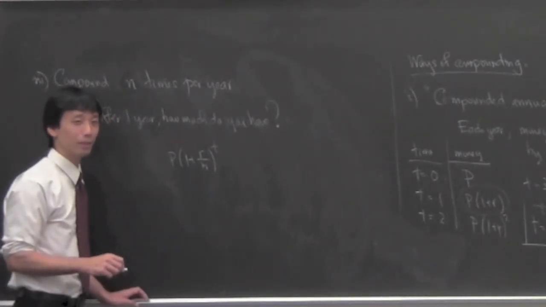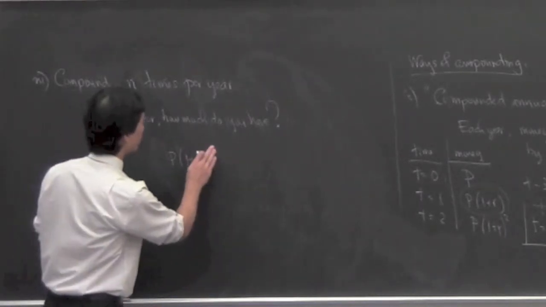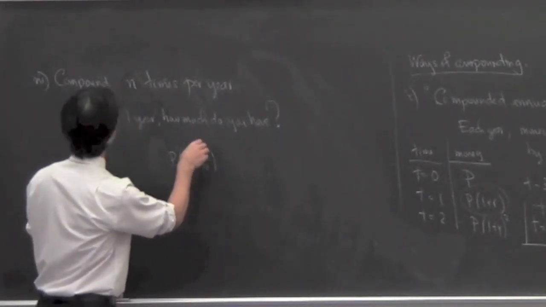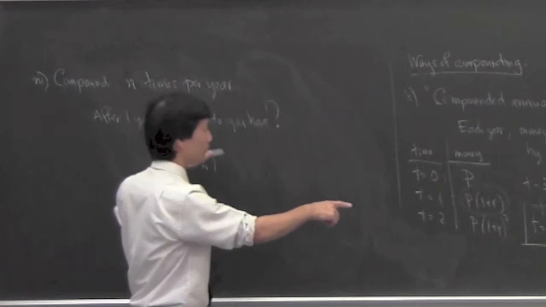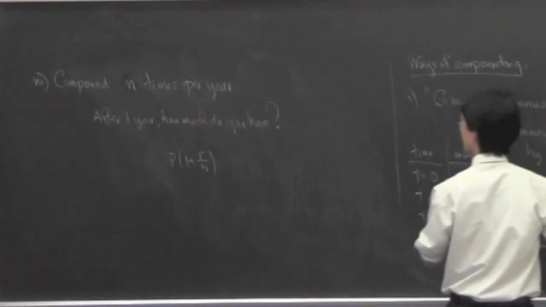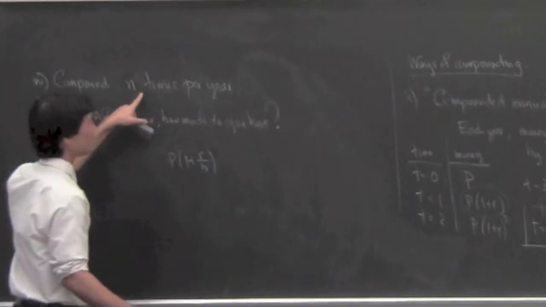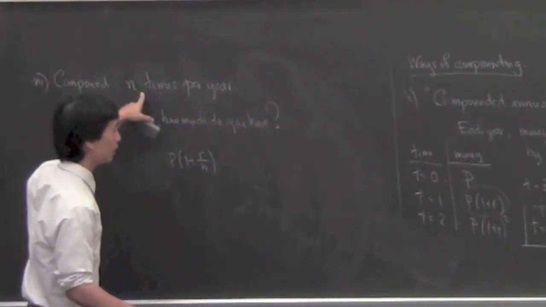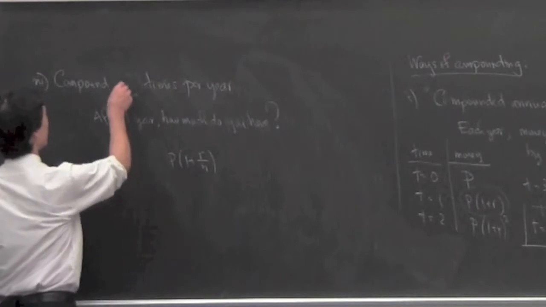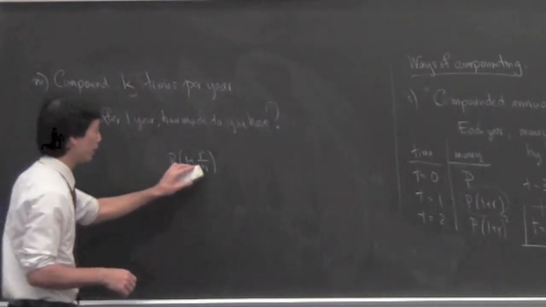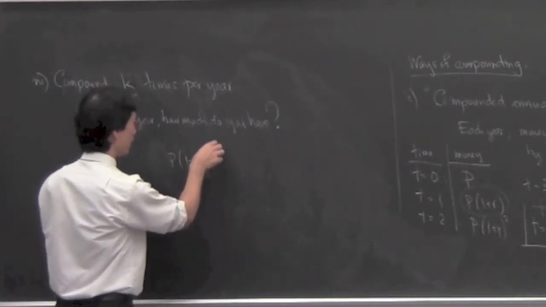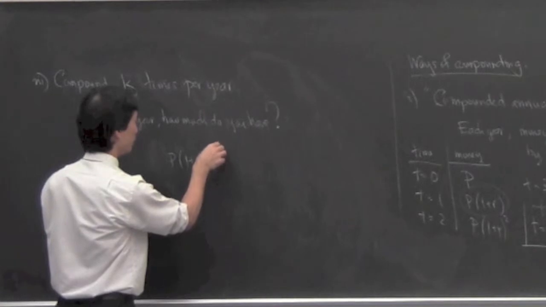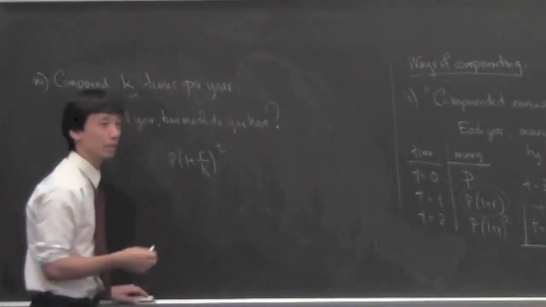Is it p times 1 plus r and... And Carolyn, what about you? Kind of the same thing, but instead of t, I had n. Oh, I'm sorry. I'm using n for 2 different things. n here is the number of years, and n here is the number of times per year we've compounded. So let me change this to compounded k times per year.